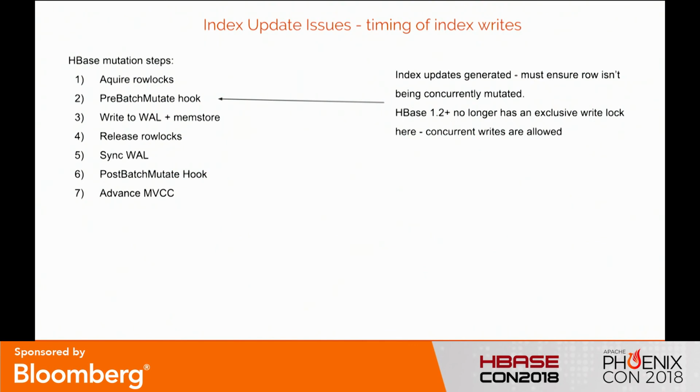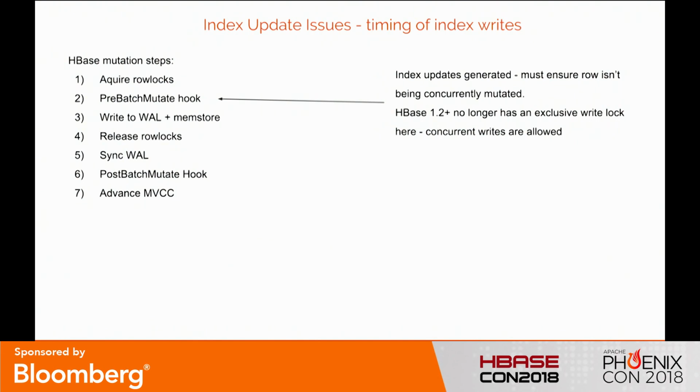So for index updates, the timing of your index writes is kind of tricky. HBase has this series of steps that happen when you're doing a mutation. You acquire your row locks, you call your coprocessor pre-batch mutate hook, you write to the write-ahead log and memstore, then you release the row locks, then you sync your write-ahead log, and then you call your coprocessor post-batch mutate, and then you advance the MVCC.